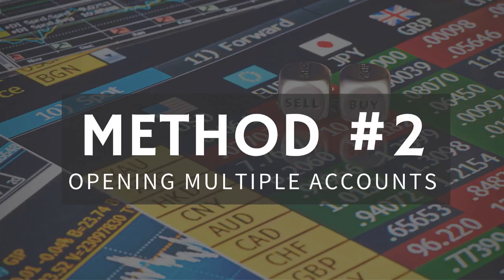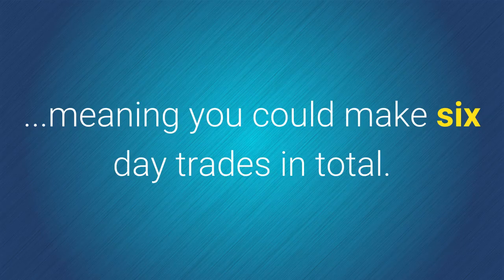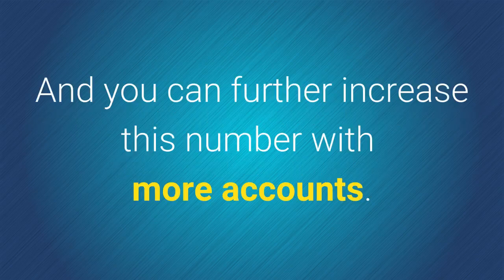The second way, and this is a bit of a trick, is to use multiple brokerage accounts. For example, if you have $10,000 to trade with, you could open 2 $5,000 accounts. Then in each of these accounts, you could make up to 3 trades per 5-day rolling period, meaning you could make 6 day trades in total. And you can further increase this number with more accounts.